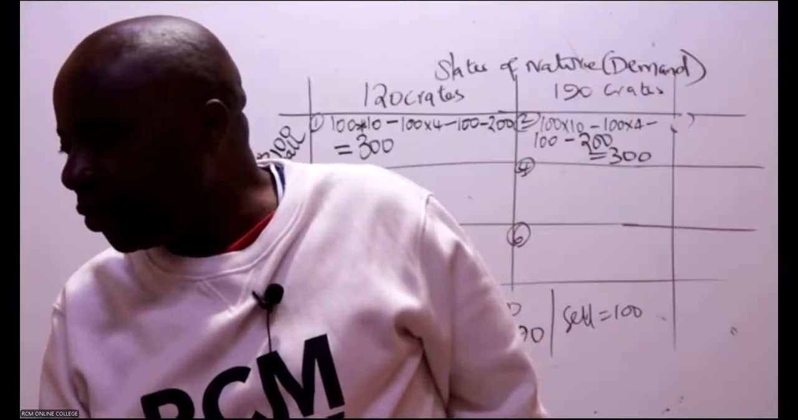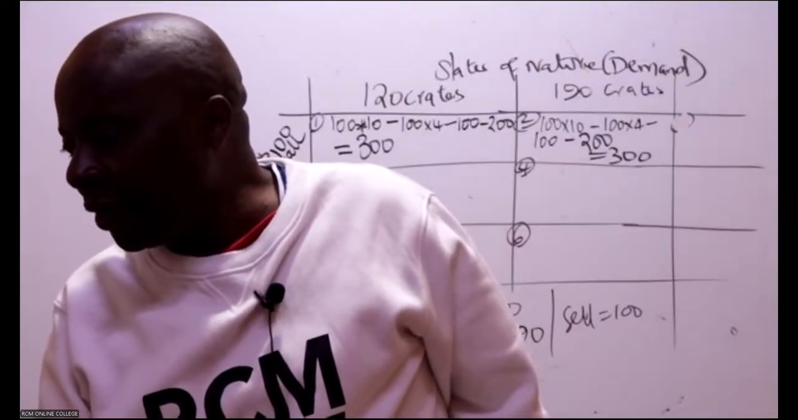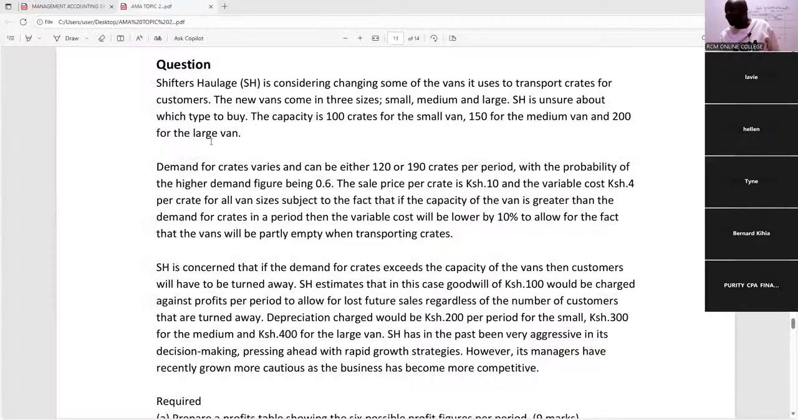There is a handout which you have shared, which I believe everybody has because Lilian has been sharing. At the very last pages, you'll be able to see. You can even do a quick find, Control F. You search for shifters haulage from that handout. And this is the last question. You'll never see us again doing a question of payoffs. The last question you're doing.